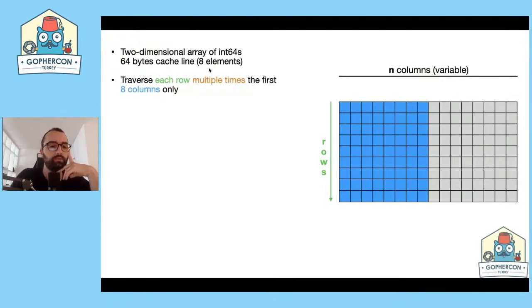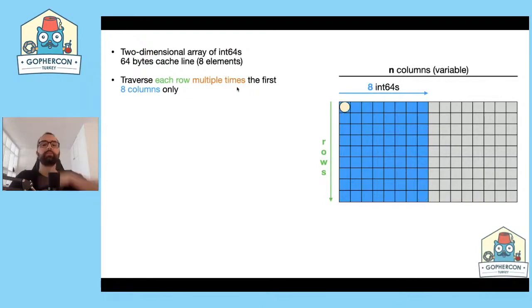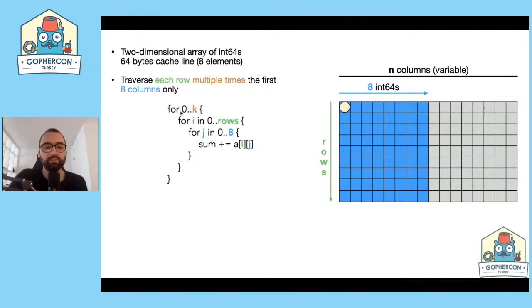What we are going to do in our algorithm is traverse each row multiple times, but only the first 8 columns. So it's going to be something like this. We start at the first index, we iterate over each row, only the first 8 columns. And once we arrive here, we have said that we are going to traverse it multiple times. So we come back again, and we traverse it like this again and again. Basically, the algorithm would be something like this. We have 3 loops: multiple times, on each row, and the first 8 columns only, right?